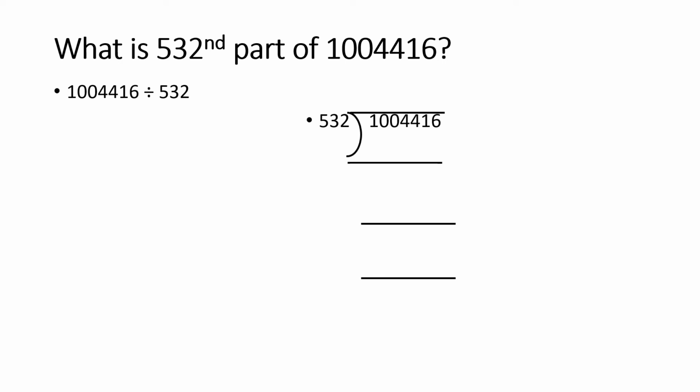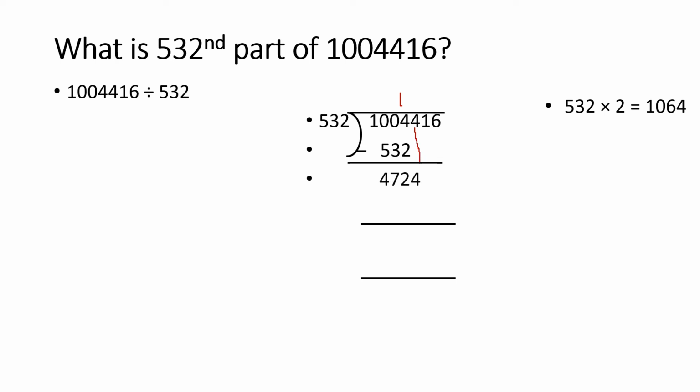Now again we will ask the same question. How many 500s can be fit in 1004? Right? 500 twos are equal to 1000 and 500 threes are equal to 1500. Definitely 500 twos are. So just see what 532 twos are. Yes, it is 1064 and it is greater than 1004. It means it can be divisible by 532 ones only.